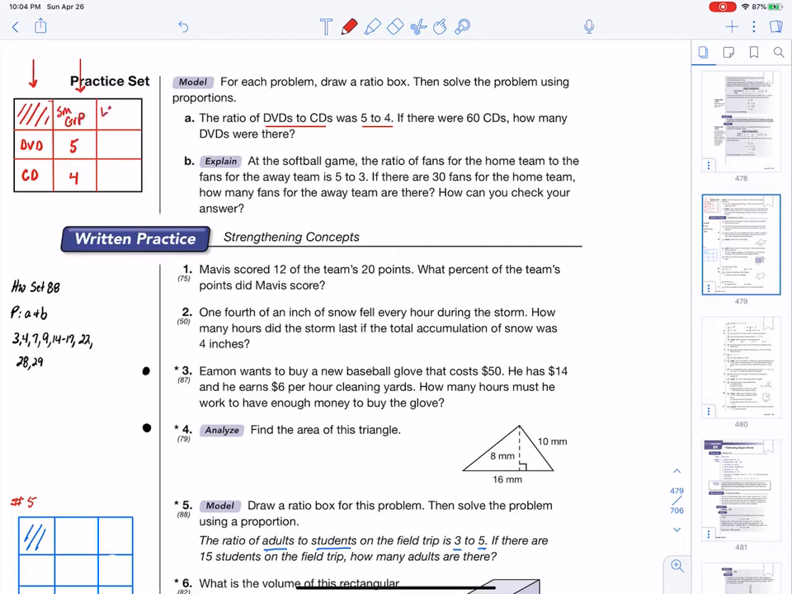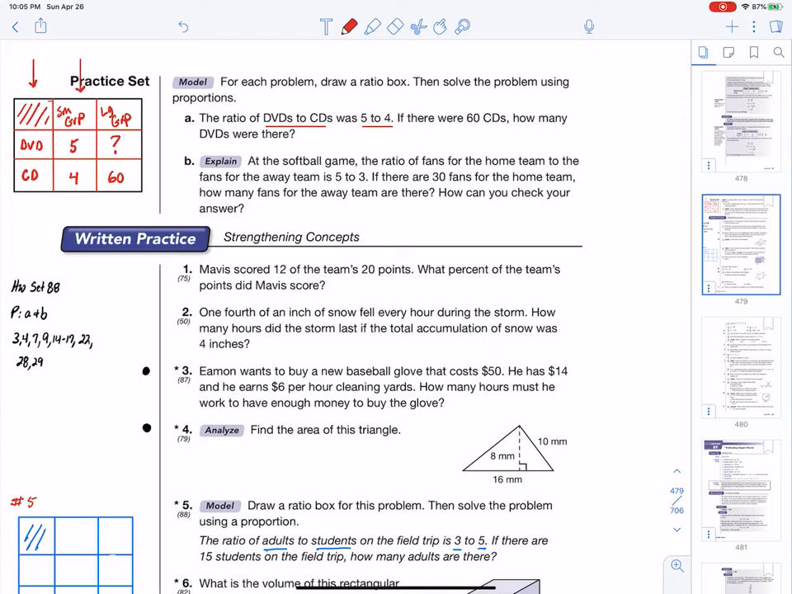My large group will be the next sentence. It says, how many DVDs were there? So they're giving me DVDs, and I need to figure, if there were 60 CDs, how many DVDs were there? So they're giving me my CDs and I need to figure out my DVDs. So I got to put in the 60 for CDs and I'm looking for DVDs.